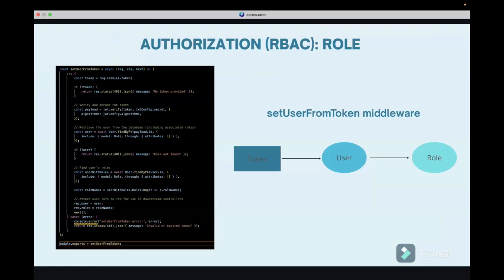When users access our APIs, we need to know their identities and roles to tell if they have the right permissions. To handle this, I've implemented a middleware called setUserFromToken. This middleware gets the user ID from the JWT token, uses that ID to query the user role table, retrieves the user's role, and then attaches these roles to the request object. This allows our backend function to easily verify permissions and control access based on each user's roles.